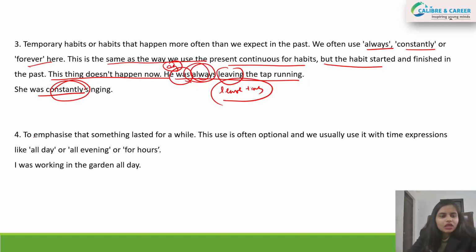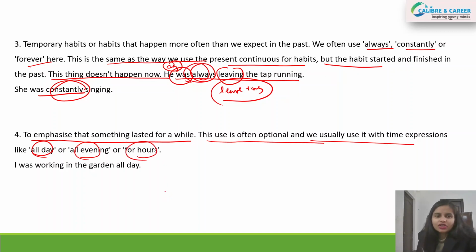Okay. Now here, fourth, the last one, to emphasize that something lasted for a while. This is used often, optional, and we use it with time expressions like all day, all evening, for hours. That means when you are using these words, it indicates that something was there that lasted for some time. Like I was working in the garden all day. It has not stated which time the person started working, but here it is saying that I was working in the garden all day. That means something that is lasting for a while.